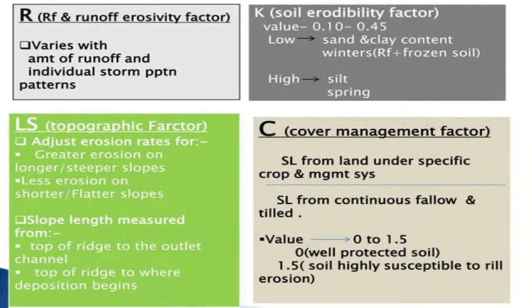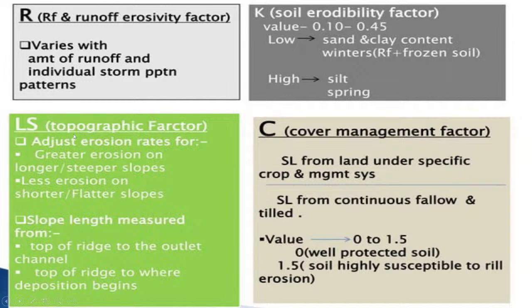So let's go. Here you can see the R factor, the rainfall runoff erosivity factor. It mainly varies with the amount of runoff and the individual storm patterns. Runoff can be surface runoff, when the water is moving from one place to another. K is the soil erodibility factor. This value ranges from 0.1 to 0.45. Low values mainly correspond to sand and clay content, and high values to silt. We get low erodibility in winter, and high soil erodibility in the spring or summer season.